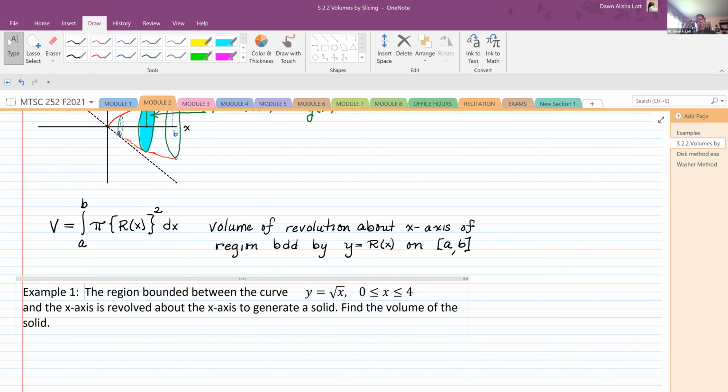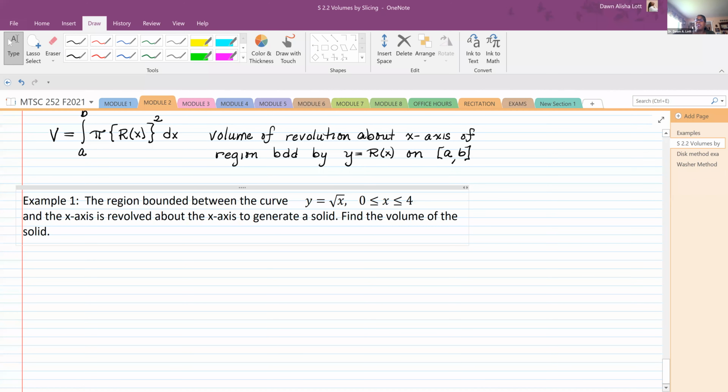Okay. So I want to find the region bounded between the curve y equals square root of x, 0 less than x less than 4, and the x-axis, revolved about the x-axis to generate a solid. Find the volume of the solid. So this is the same region we had before, but this time it's being revolved around an axis. So I'm going to draw my region.